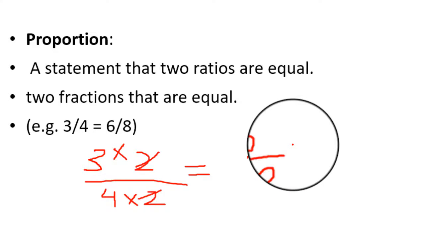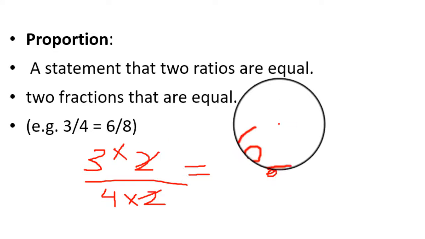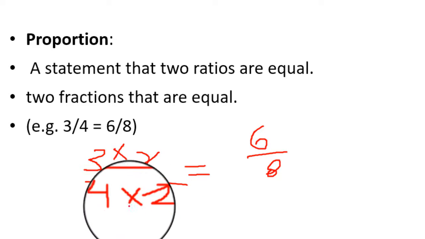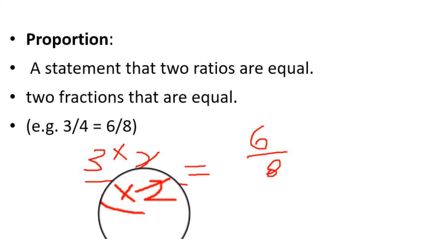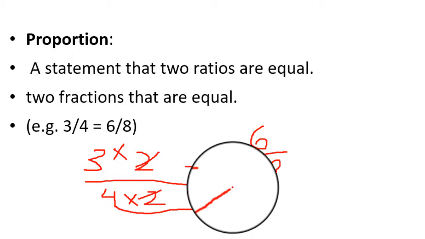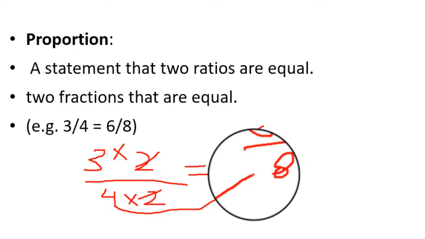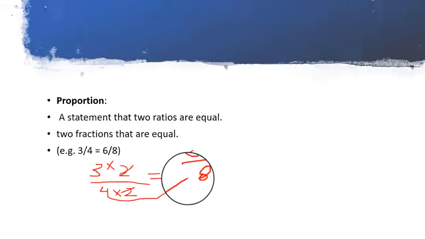6 upon 8 is another ratio. These two ratios are actually equal. Okay, so this shows proportion. 3 upon 4 is equal to 6 upon 8. These two ratios are equal and this shows proportion.